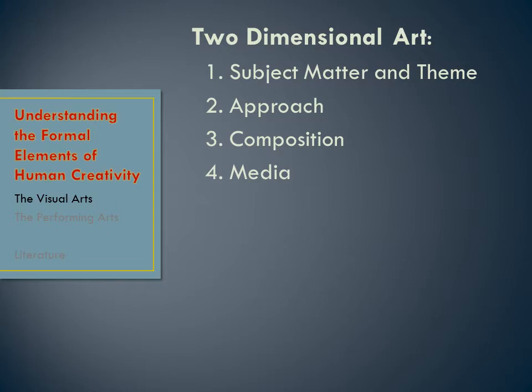In looking at two-dimensional art, we're going to talk about four aspects: subject matter and theme, the approach that an artist takes in creating his or her work, composition, how the work is put together, and media, what the work is made out of and how it is made. Let's move on to the next slide.